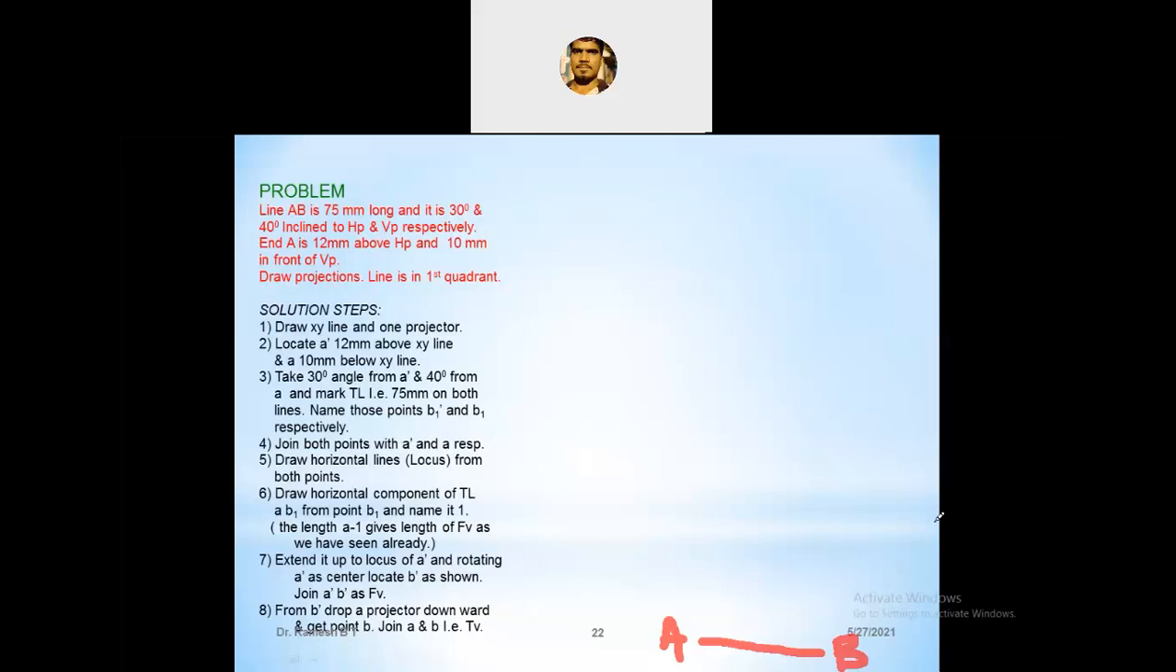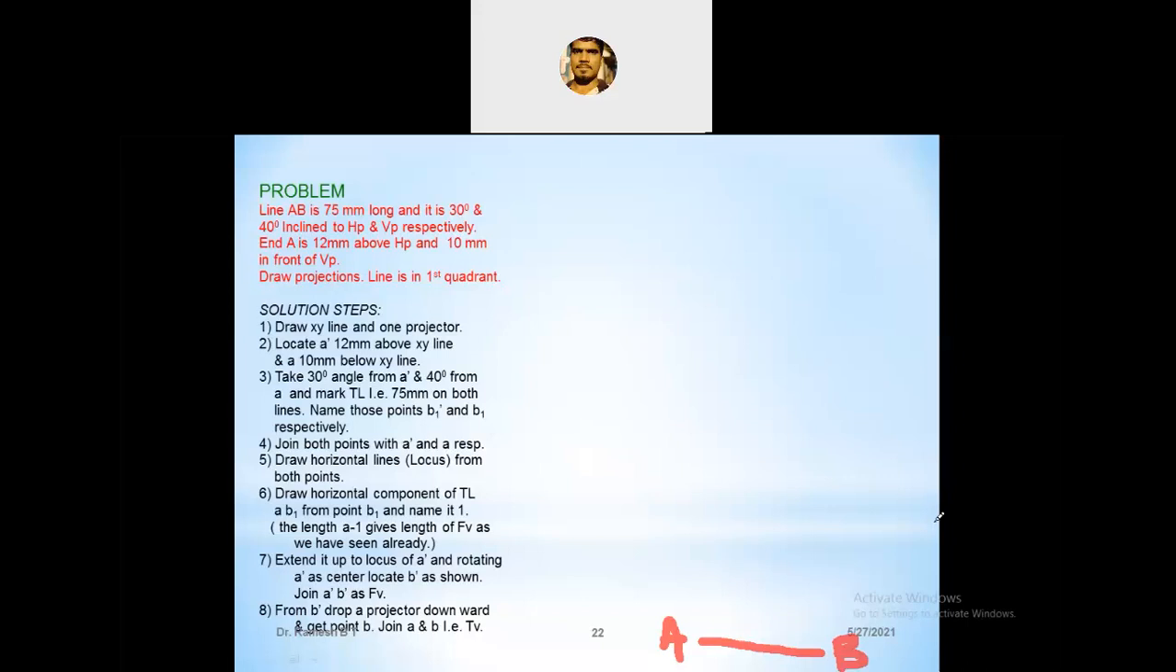Draw the inclined line, and that inclined line length is 75 mm. Mark 75 mm both above the XY line and below the XY line. Clear? So this is what the data is given. Only this much. By using this data, you have to find the apparent lengths, that is the front view and top view, and you have to find the alpha and beta.